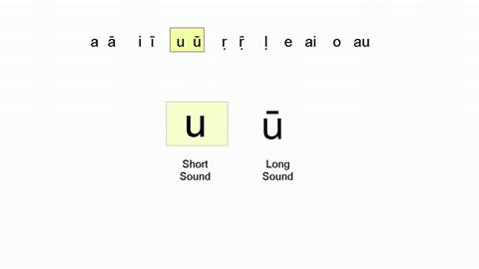The next pair of vowels are sounded U, Oo. Notice that the long vowel has the bar or the line over it. I'll say them one more time. U, Oo.